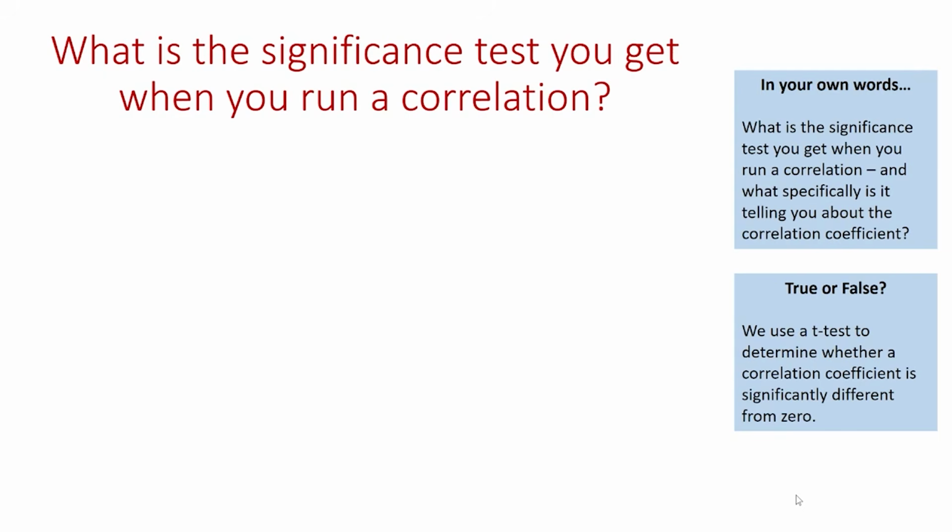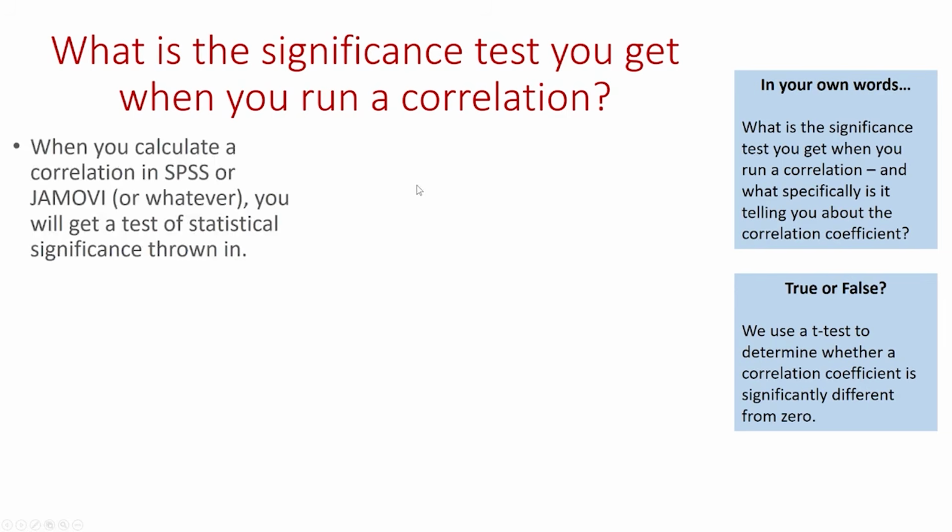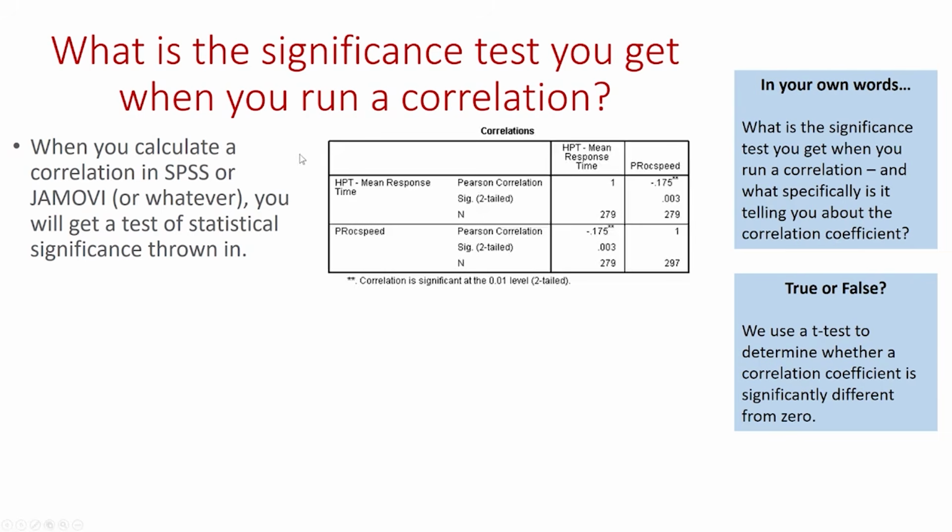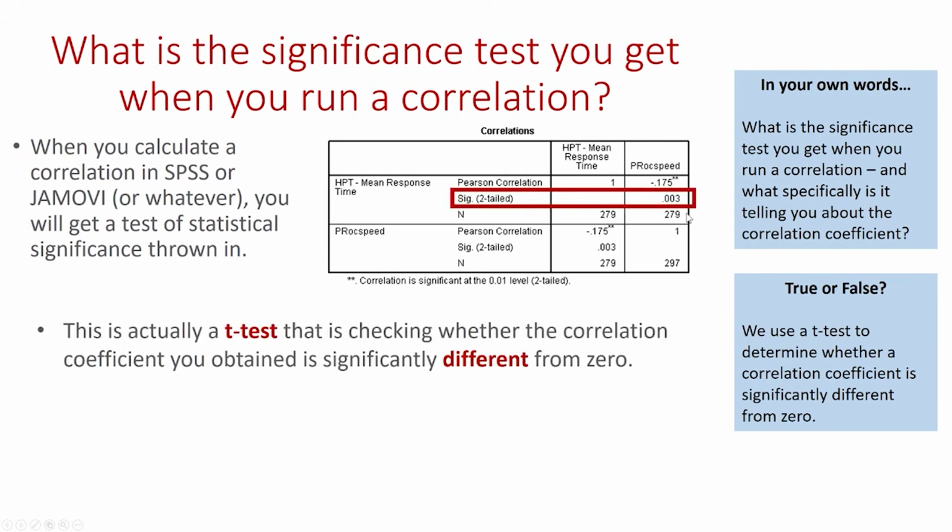So when you run a correlation in something like SPSS or the software we're going to use, Jamovi, you always get a test of statistical significance thrown in. So that's a printout from SPSS. There's the correlation coefficient there, and that's the p-value, the test of significance there, and that's the sample size below it. Significance level. So what is this significance test?